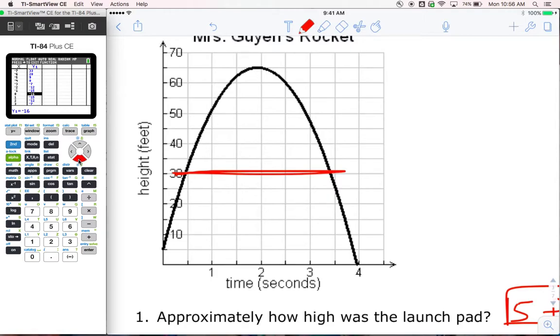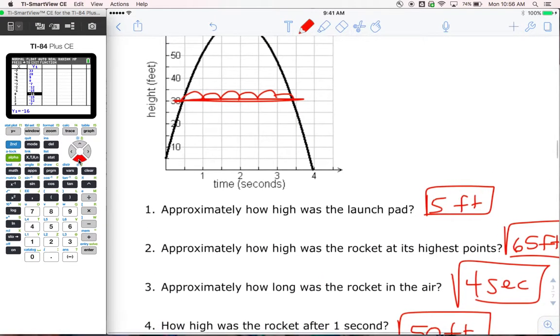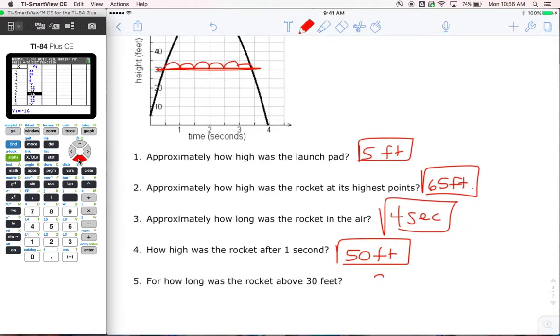Half a second. So it looks like I'm going half a second, 1 second. Half a second, 1 second, 1.5, 2, 2.5, 3. So about 3 seconds. Okay, count spaces right there.